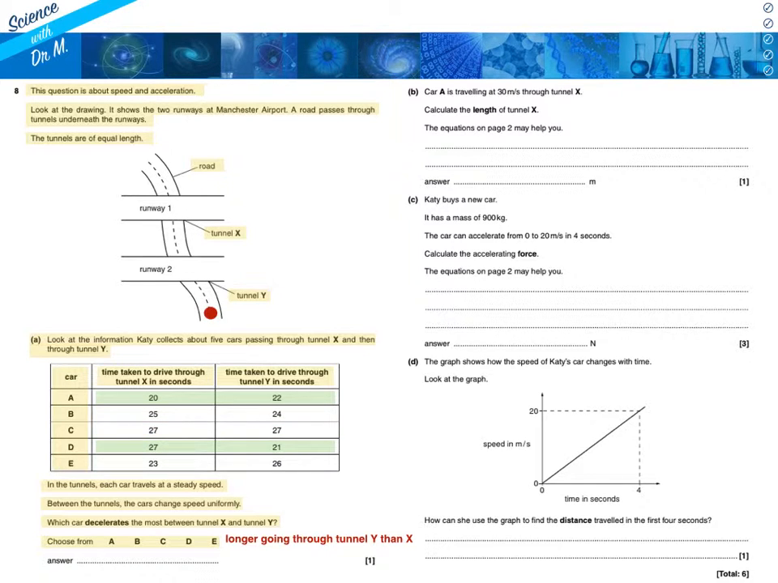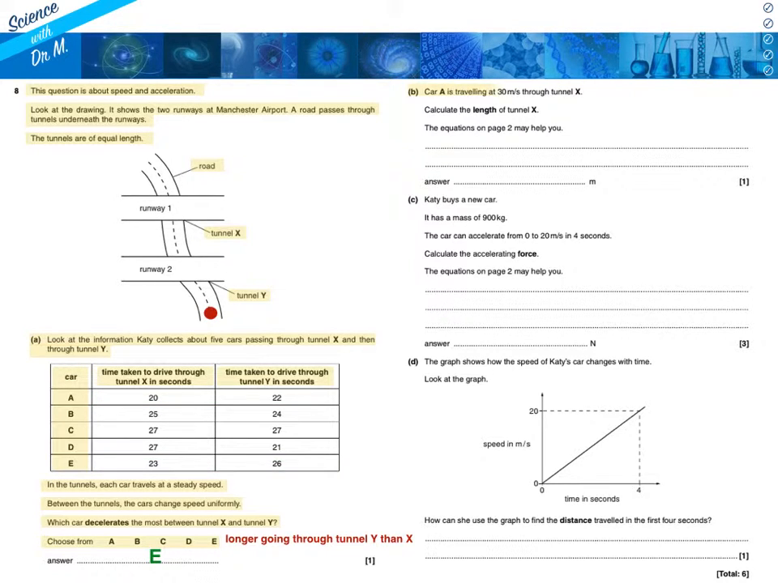Car D, 27 and then 21. So that car's sped up. And then finally car E, 23 and then 26 through the second tunnel. Now if you look at the time difference for car E, that's taking 3 seconds slower, whereas car A is only 2 seconds slower. So car E is the one that has slowed down the most. We'll put our answer in there, car E. Let's move on to part B now.